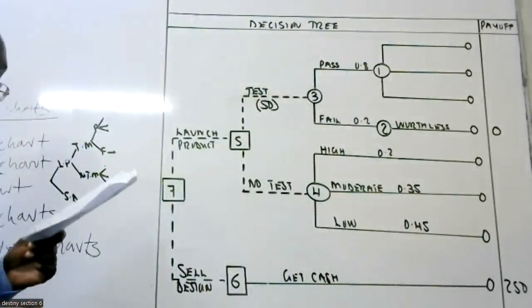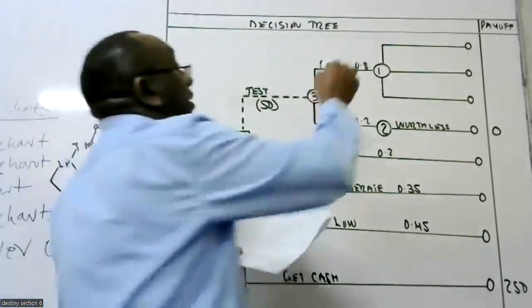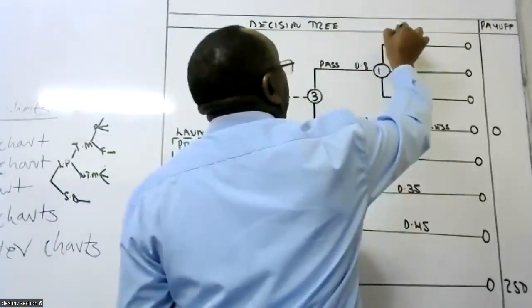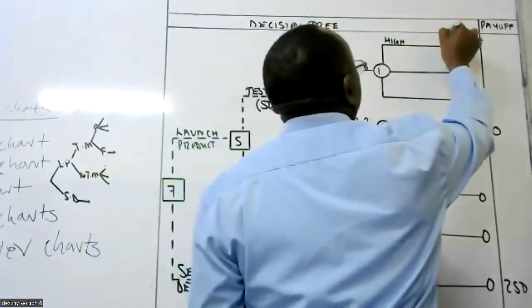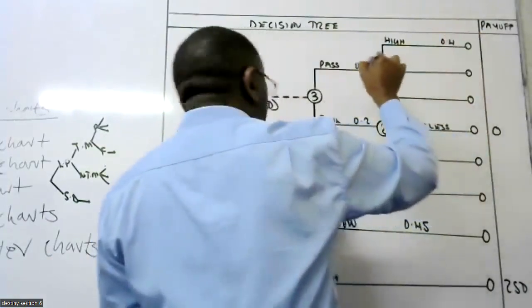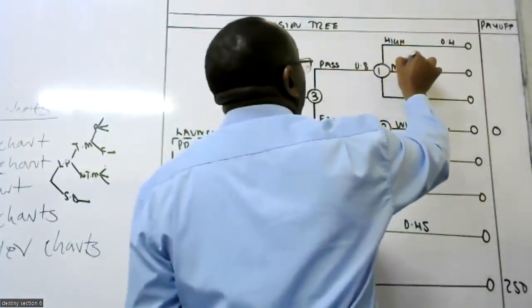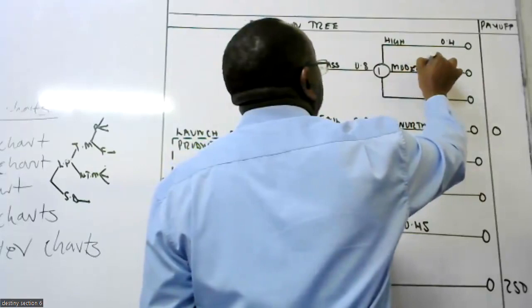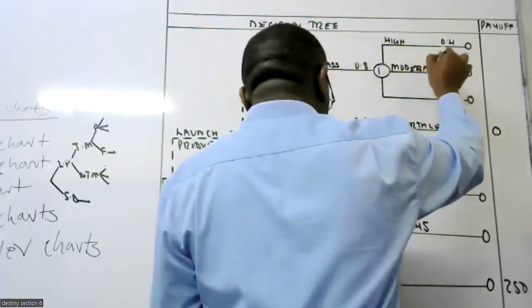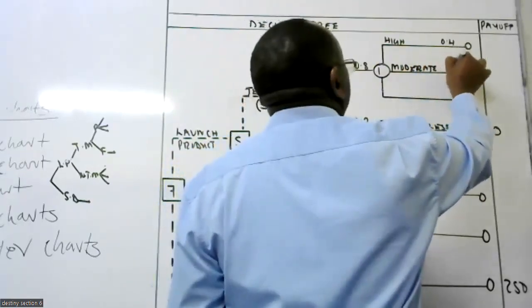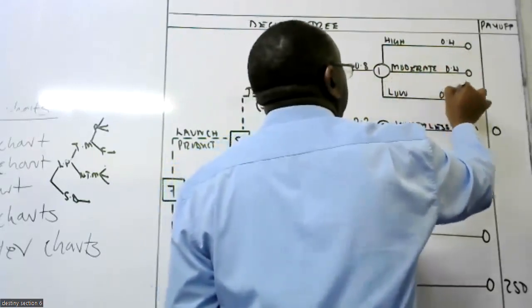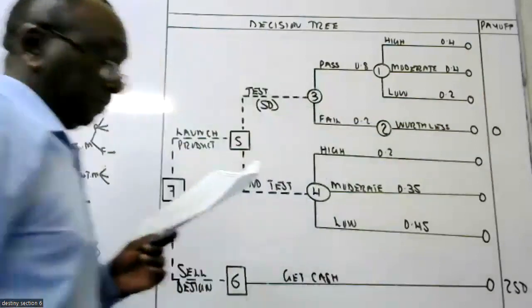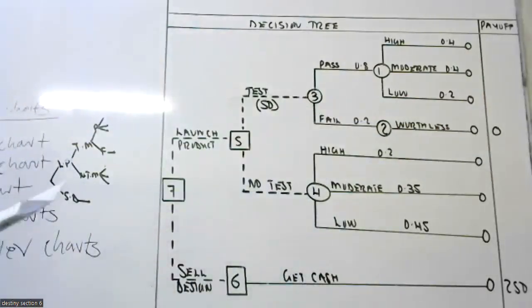But when you have tested the market, to get high here, the probability is 0.4. And moderate, the probability is 0.4. And low, the probability is 0.2 when you have tested the market.